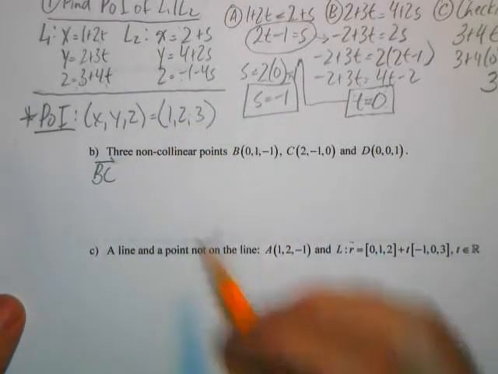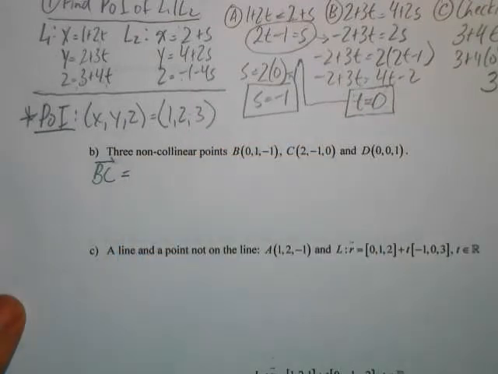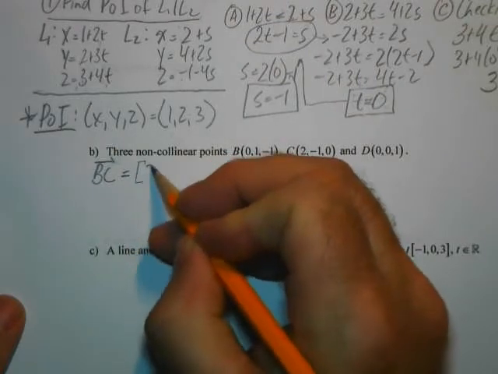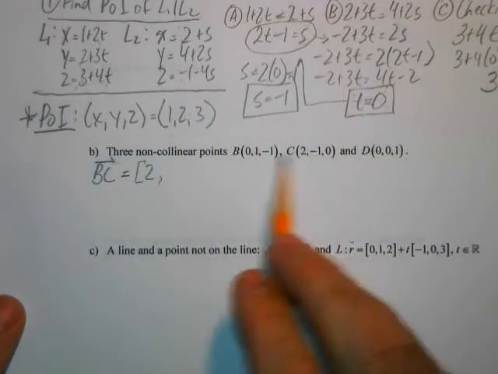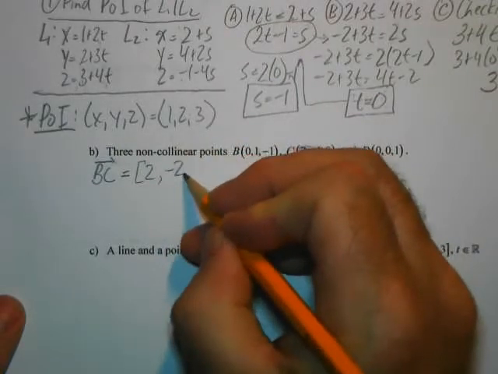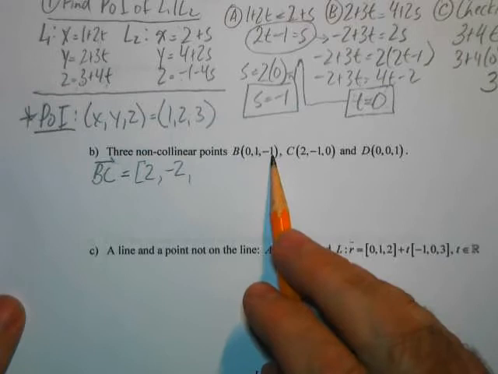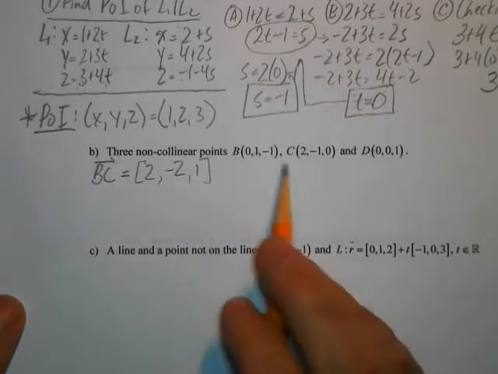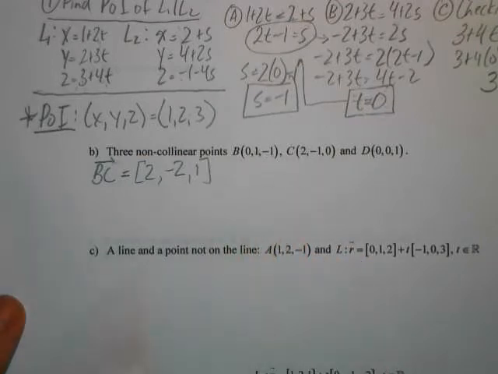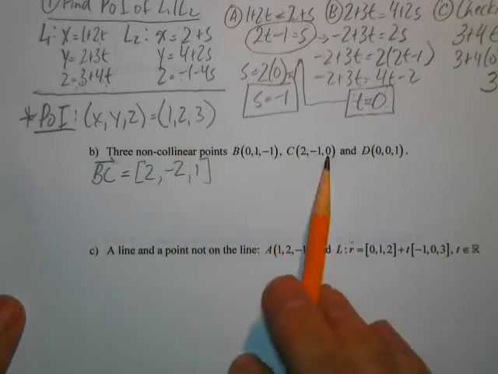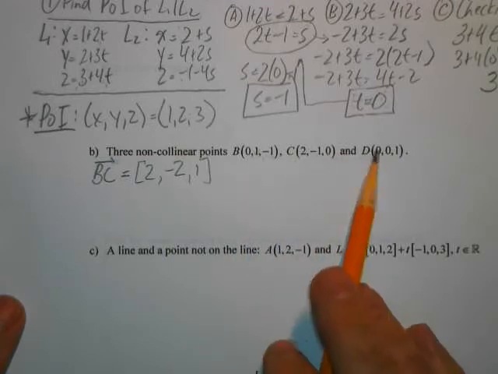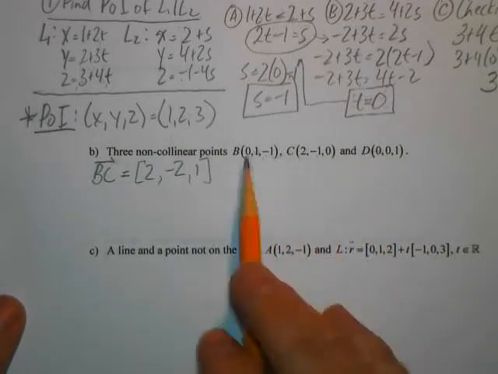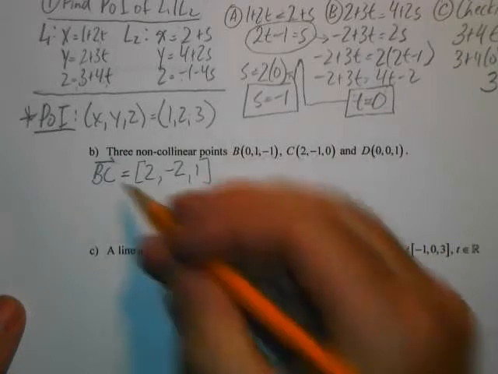If I chose BC as my first direction vector, so remember how that works, it's going to be 2 minus 0 as my x component, negative 1 minus 1, so that's negative 2, and 0 minus negative 1. So 2, negative 2, 1, that's our first direction vector. Now I have to pick another combination. So I could pick BD or I could pick CD, it doesn't really matter. And I could actually pick something in a different order. It doesn't have to be alphabetical. So I could pick DC.